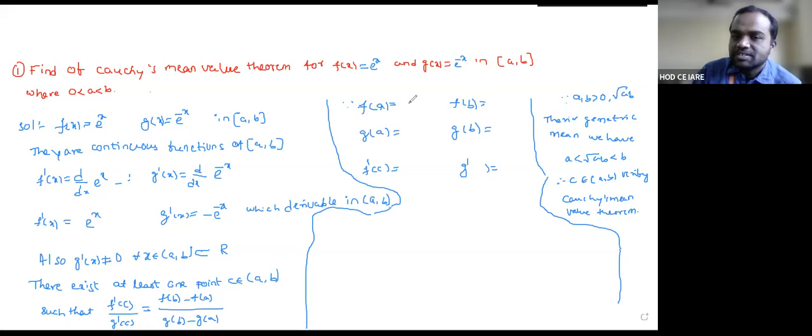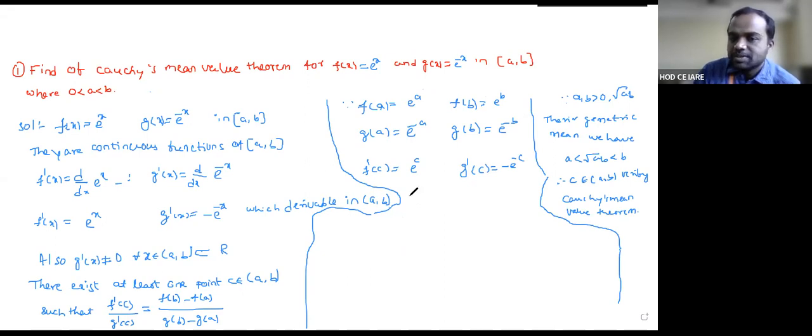So f(a) is equal to e^a, and g'(b) is equal to e^b, and g(a) is equal to e^(-a), and g(b) is equal to e^(-b), and f'(c) is equal to e^c, and g'(c) is equal to minus e^(-c). So those values you can substitute in that equation, and you get the value.